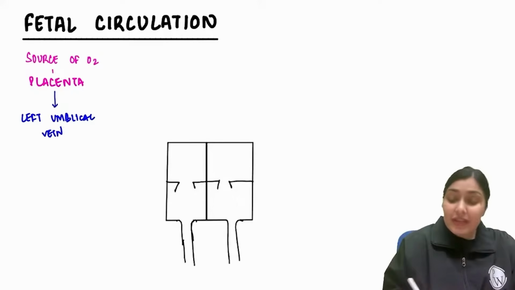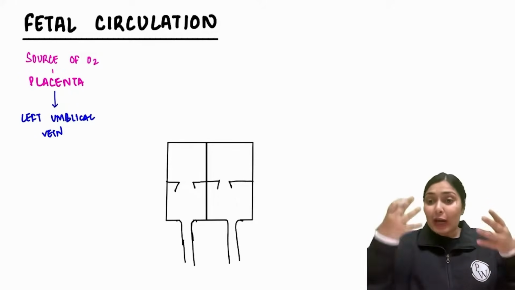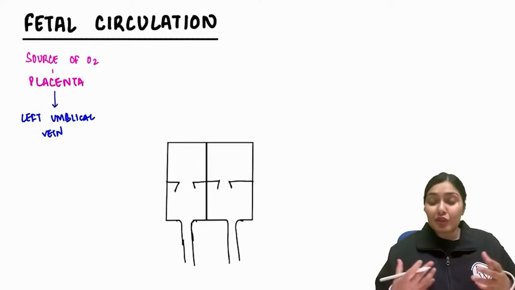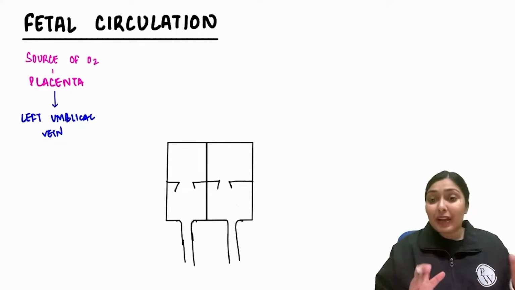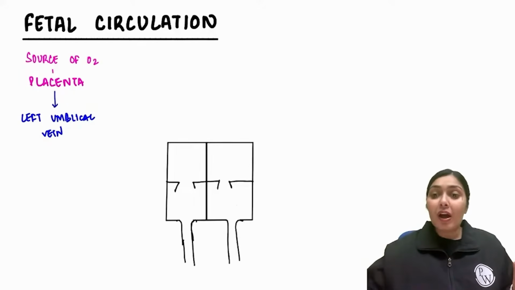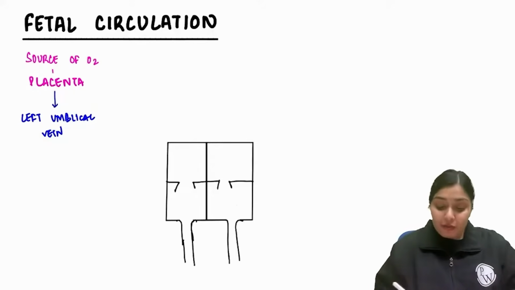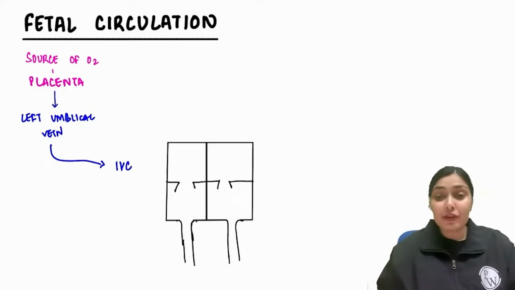Now this oxygenated blood from the left umbilical vein has to reach the entire body of the fetus, and to do that, it has to reach a pump. Which is the pump that circulates the blood throughout the body? That pump is the heart. So this blood from the left umbilical vein has to reach the heart. To reach the heart, it drains into a vessel that drains into the heart. Which vessel is that? It goes to the IVC, the inferior vena cava.